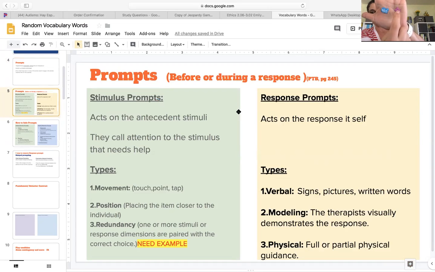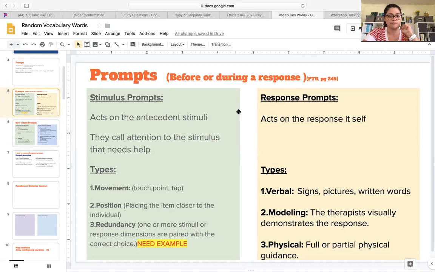Now, what I just did, that type of stimulus prompt, because I'm touching the stimulus, is called movement. It's called a movement prompt because you're either touching it, tapping it, or pointing to it. Maybe there are more options, but those are the ones that I found.